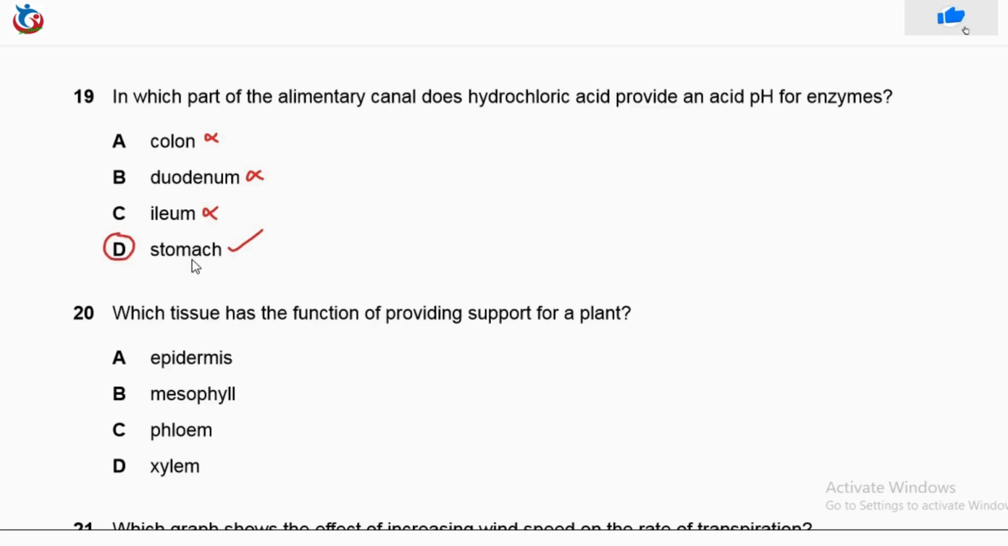Now question 20. Which tissue has the function of providing support for a plant? Providing support. So it is not epidermis. Epidermis does not provide support. Mesophyll does not provide support. Phloem does not provide support, it only transports. But xylem has a dual function of transporting and also providing support. That is why xylem here is our answer. So we'll now move to question 21.